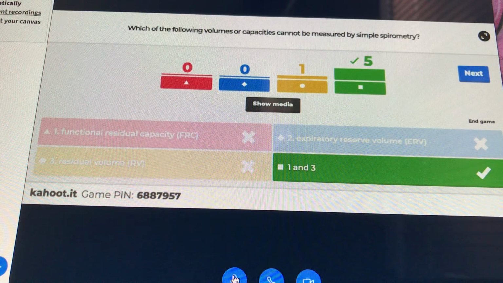You can't use a little portable PFT machine. You would have to actually send them to a PFT lab that has the capability of measuring everything. So either a body box, what are your other two options for measuring your TLC, RV, FRC?